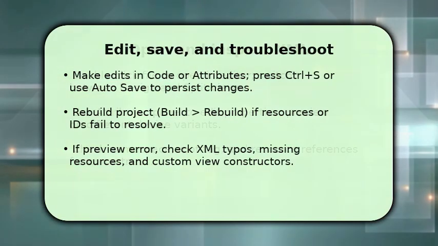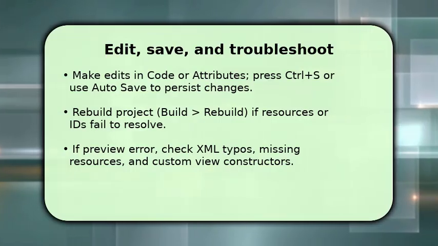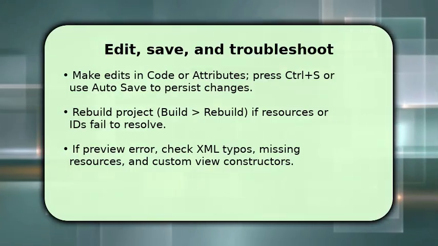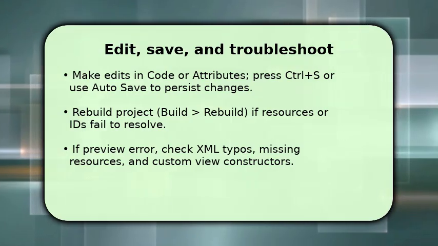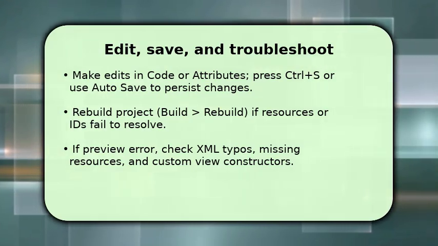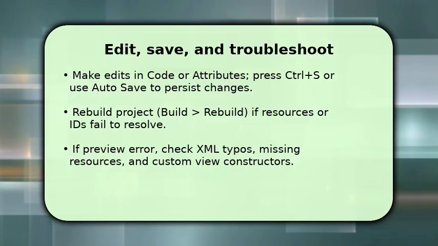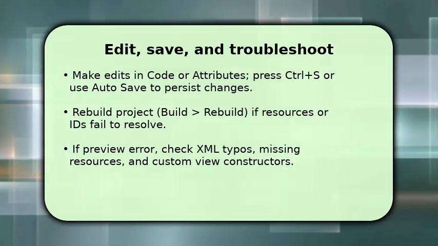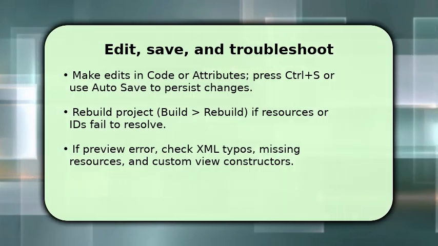You should make your edits directly in the code or via the Attributes panel and save changes immediately so the editor updates resource indices. Once saved, rebuild the project to regenerate R.java and resolve any missing ID errors. Rebuilding also clears many preview hiccups.